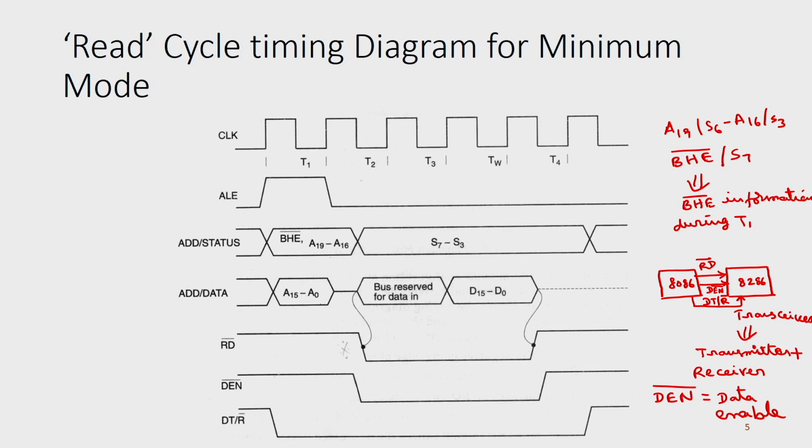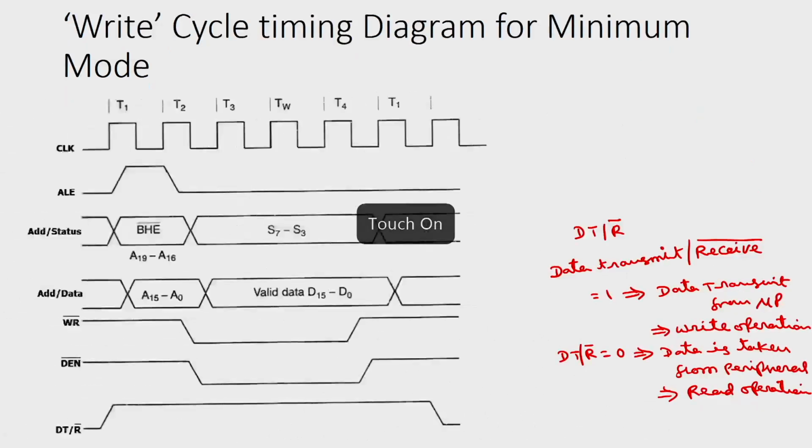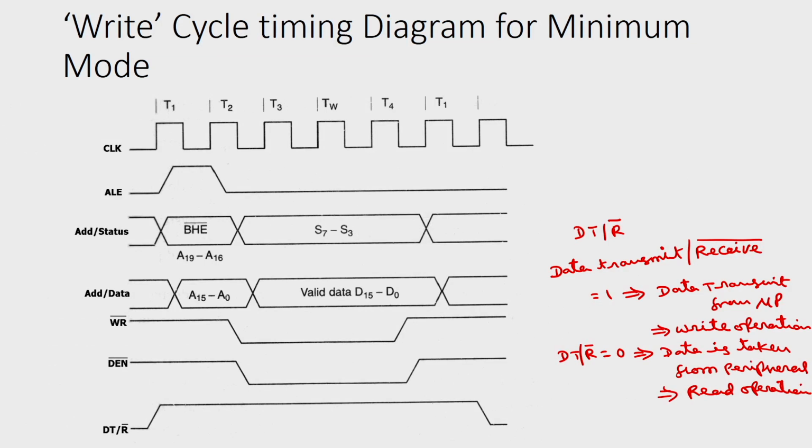Here read bar will be there, DT by R bar will be low. So in case of write cycle, DT by R bar is high, this is write bar signal, whereas DEN bar goes low a bit earlier than that of the read cycle. This is about the functions of DT by R bar, DEN bar, read bar, write bar. For read operation, read bar should be 0. For write operation, write bar will be 0. So this completes the functions of DT by R bar, DEN bar, read bar and write bar, 4 signals of the microprocessor.